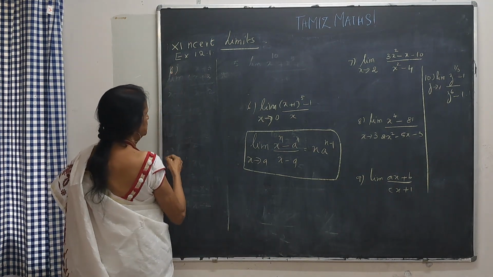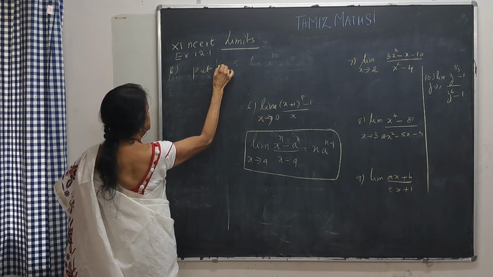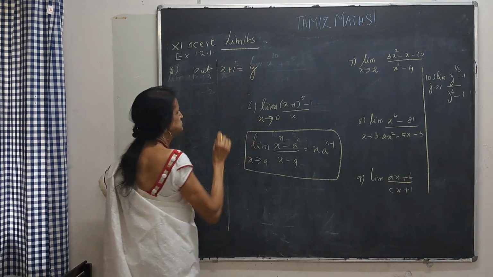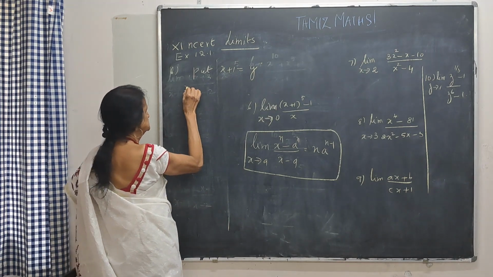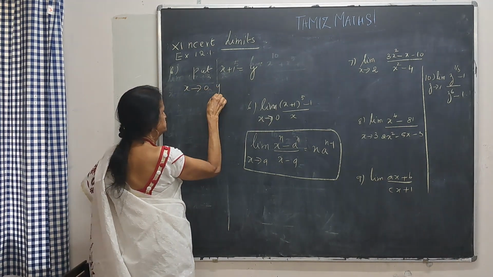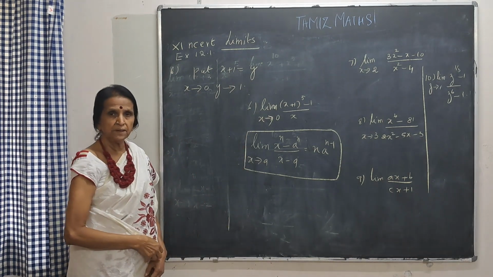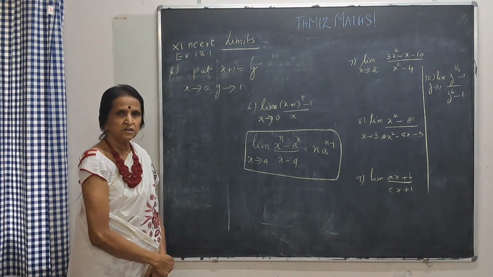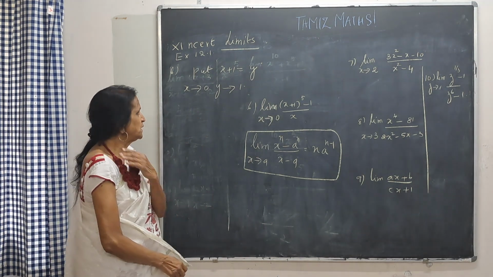Sixth problem I'm going to do. Put x plus 1 is equal to y. When x tends to 0, y will tend to 1. What do you mean by that? When x is 0, y will be 1. That is what you mean by saying when x tends to 0, y will tend to 1.